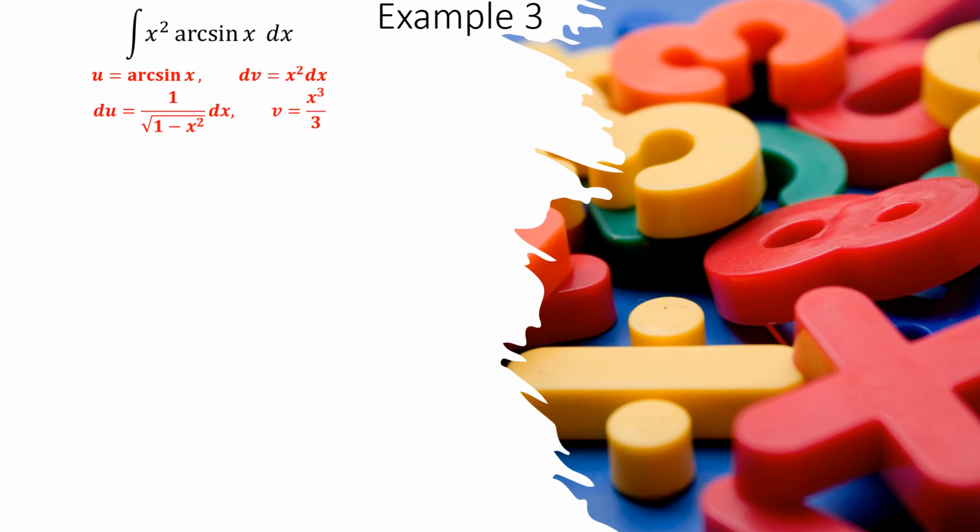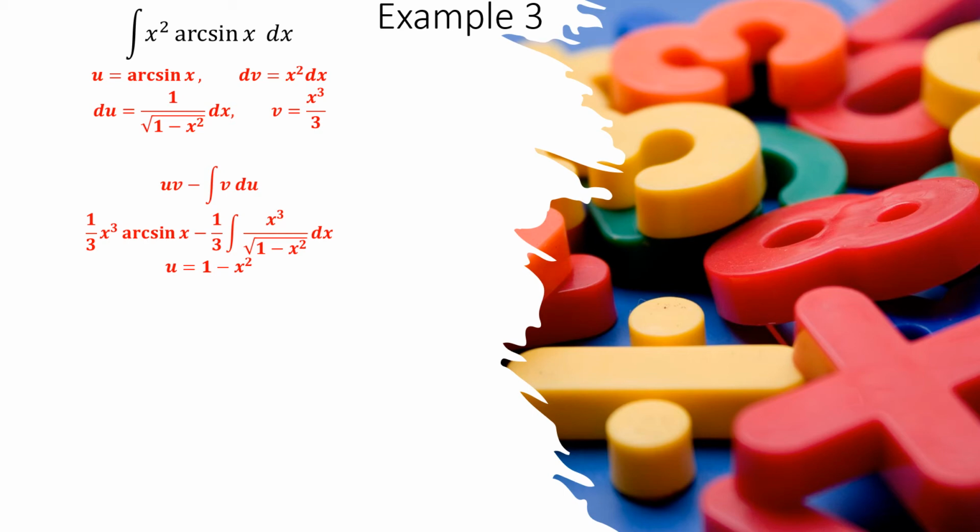So next I'm going to find my du, which is going to be 1 over the square root of 1 minus x squared dx, and then v, which is x cubed over 3. Plugging into my formula, I'm going to get 1/3 x cubed arc sine x minus 1/3 integral of x cubed over the square root of 1 minus x squared dx. And again, I pulled that 1/3 out from the dv.